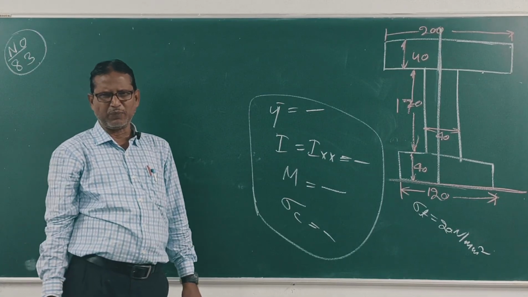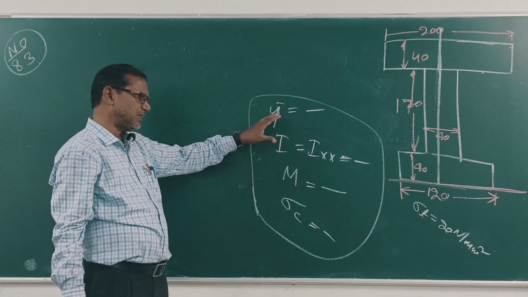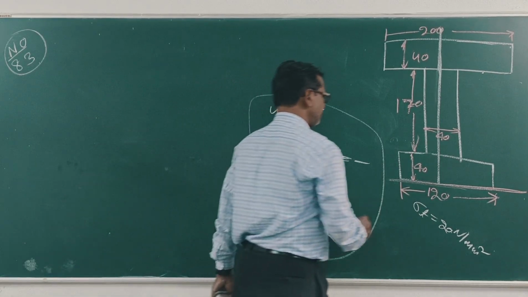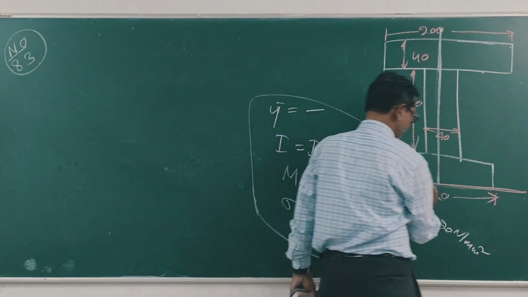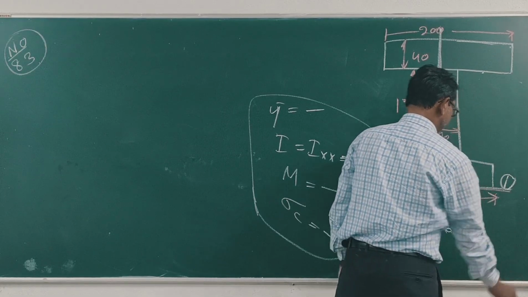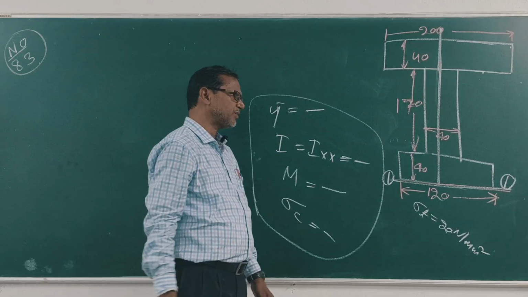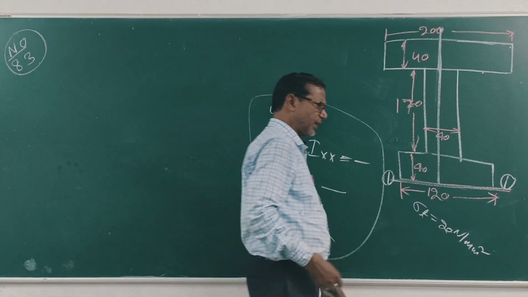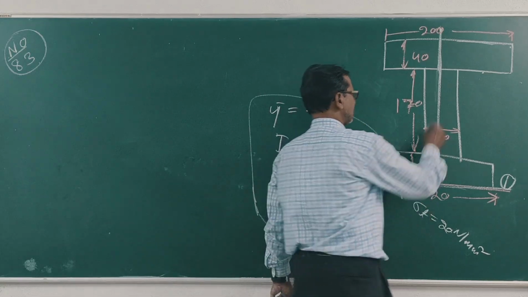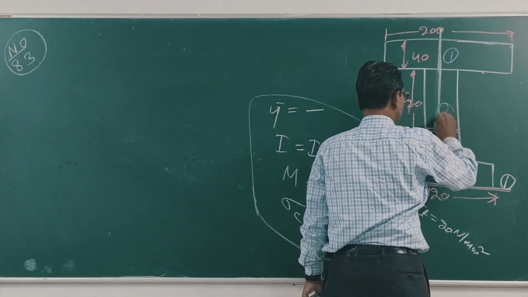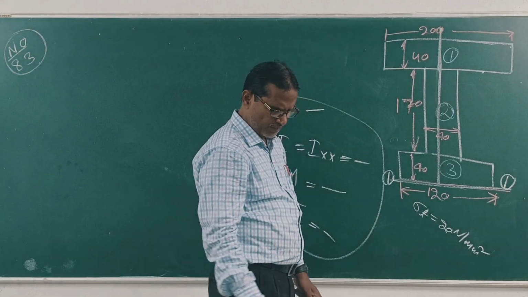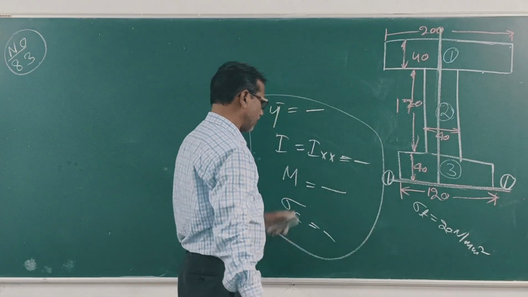These four things I will find out. Y bar means distance of neutral axis from the axis 1-1. This is axis 1-1. Suppose take this section 1. This is section 1, this is section 2, this is section 3. Clear? These four values I will find out.